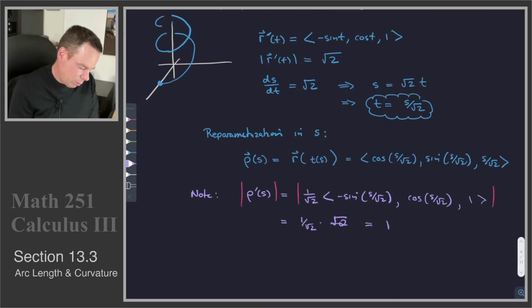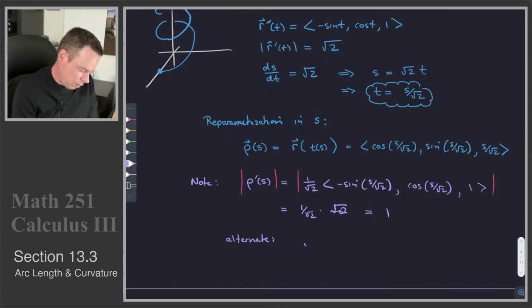So this is a unit speed parametrization, because I've got a parametrization, and I work out its tangent vector at every point, and its magnitude is always 1. Another way to think about this, so maybe I'll say alternate, is the following way. What is the magnitude of p prime of s?